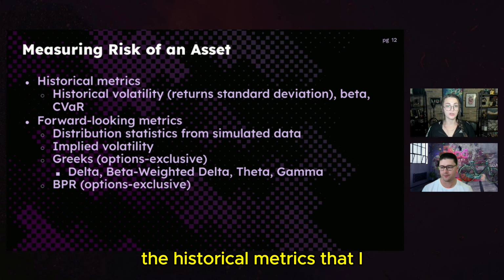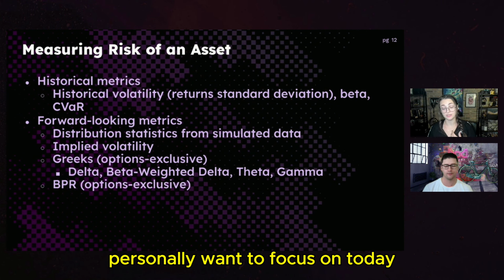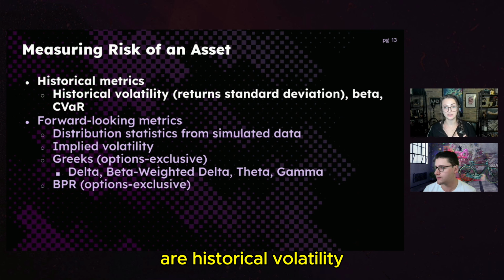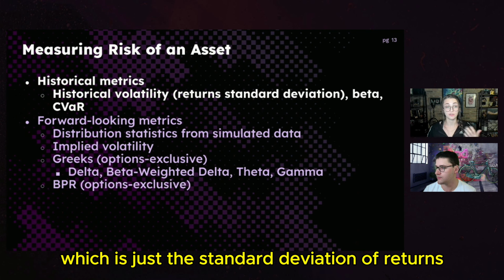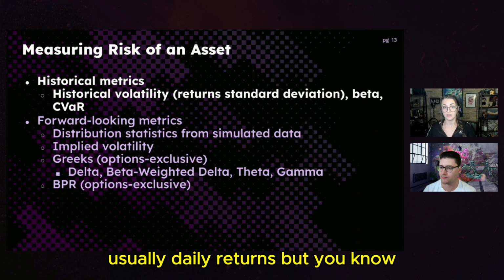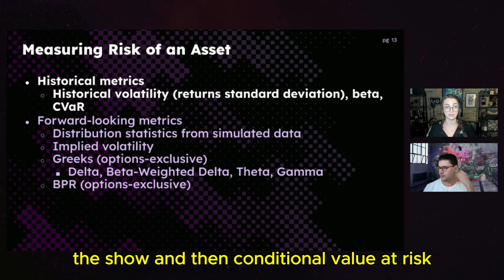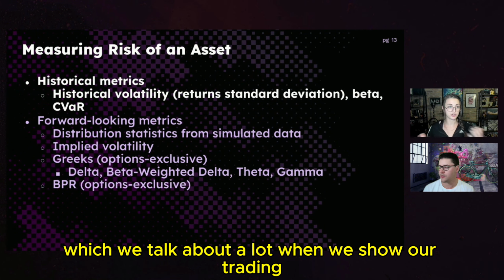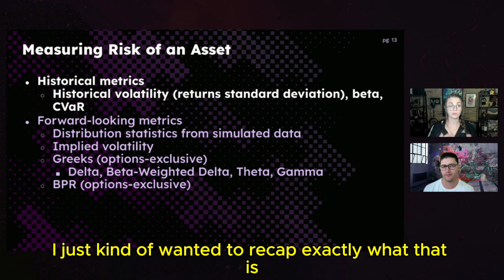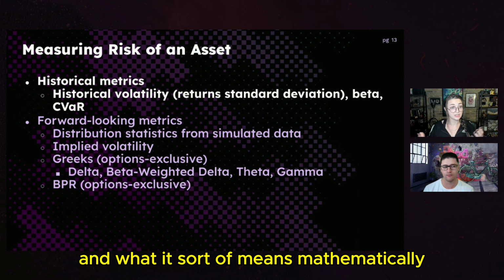So the historical metrics that I personally want to focus on today are historical volatility, which is just the standard deviation of returns, usually daily returns; beta, which I don't know if we've talked about before on the show; and then conditional value at risk, which we talk about a lot when we show our trading. But today I just wanted to recap exactly what that is and what it means mathematically.